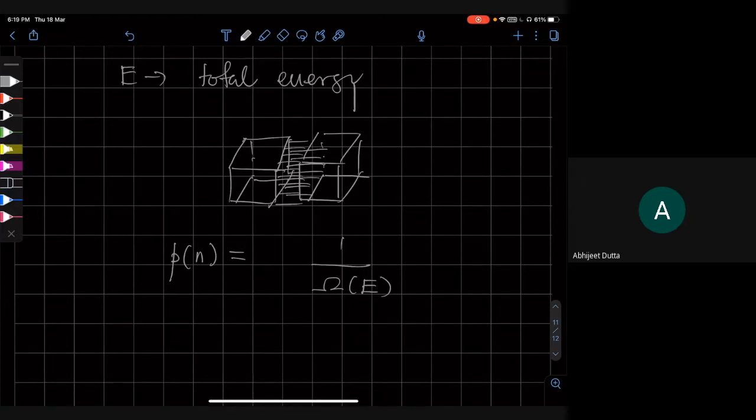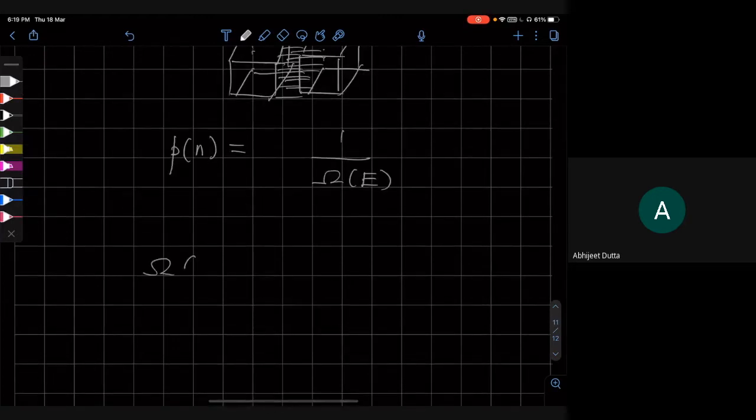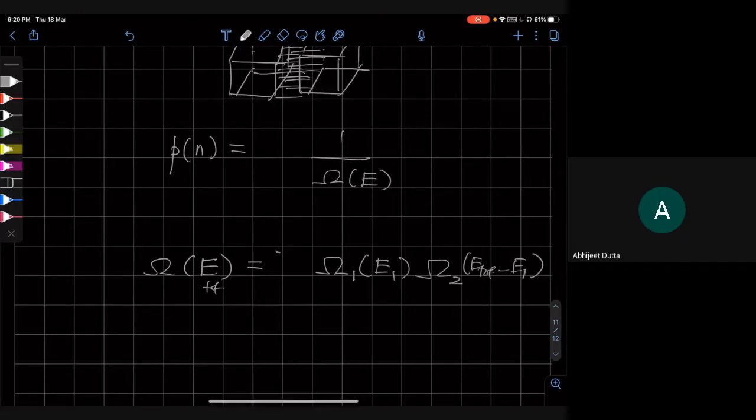So how do we compute omega of E? Omega of E total is going to be given by omega 1 of E1 and omega 2 of E total minus E1, and then we will have to sum over all the possible values of E1.